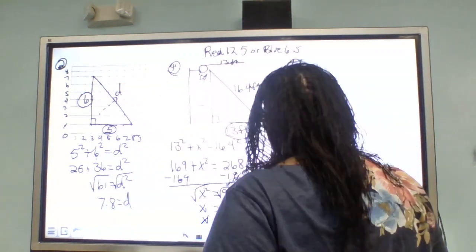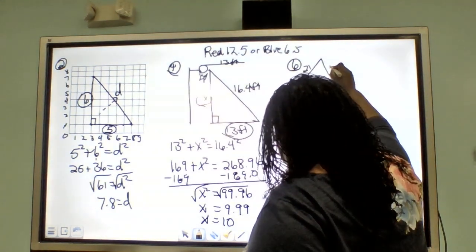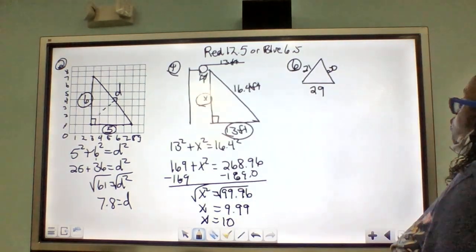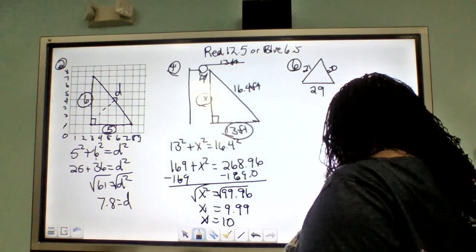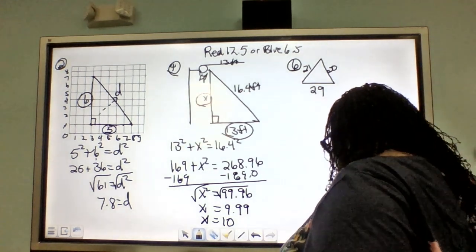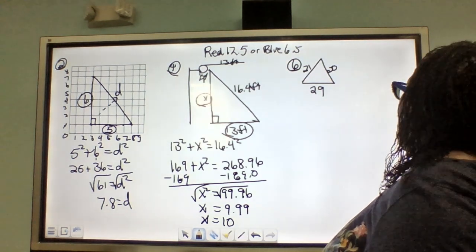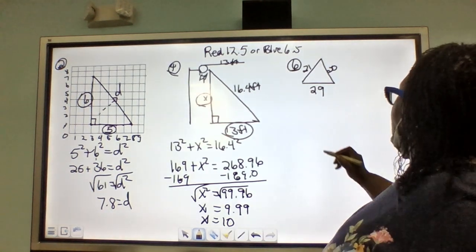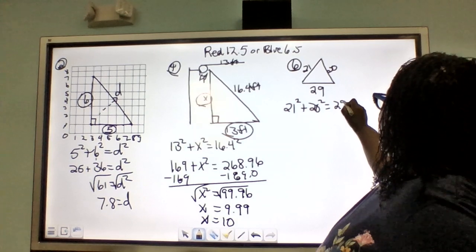Number 6, they gave you a triangle. And they said one side was 21, the other was 29, and the other was 20. And they wanted you to determine if the given lengths made it a right triangle. Well, in order to do that, you would need to make a determination. You would say, okay, take the two smaller sides, 21 squared plus 20 squared equal 29 squared, okay?